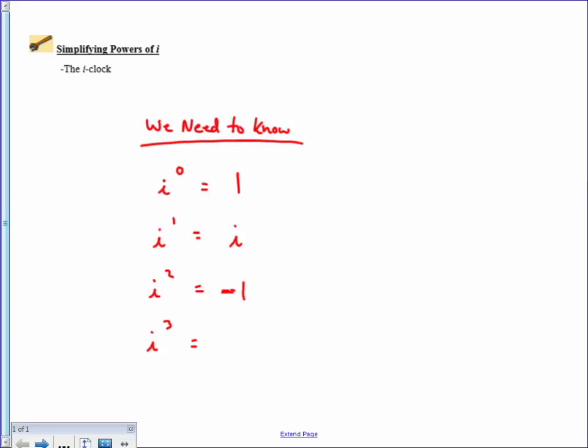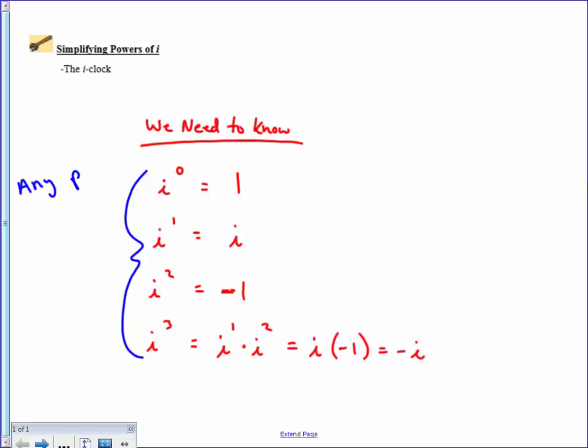Well, now we need to know what i to the third is. Well, i to the third is i to the first times i to the second, because we add the powers together to get that 3. Well, i to the first is i, and i to the second is -1, and so that would end up giving us -i. It turns out that any power of i is equivalent to one of these 4 answers. So just write down: any power of i is equal to one of these.